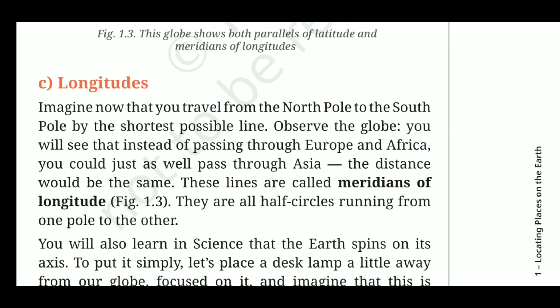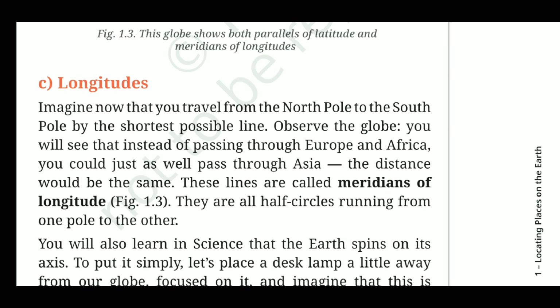Figure 1.3. These globes show both parallels of latitude and meridians of longitude. See longitudes. Imagine now that you travel from the North Pole to the South Pole by the shortest possible line. Observe the globe. You will see that instead of passing through Europe and Africa, you could just as well pass through Asia. The distance would be the same.